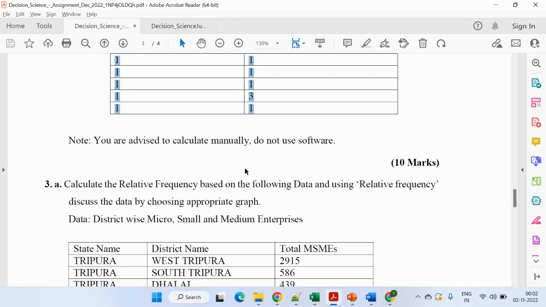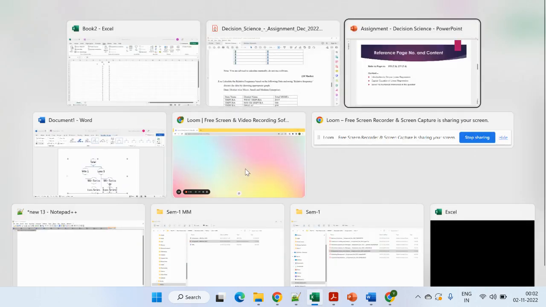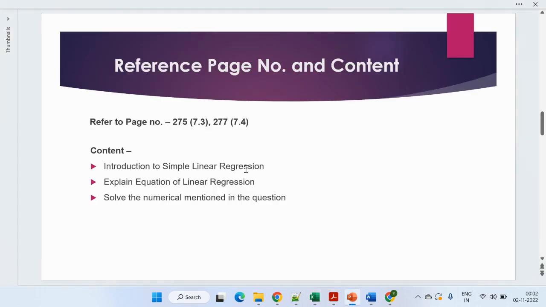Instead of doing it manually, we are using Excel, right? So you can just calculate the values and show them in the final answer. So I think the second question is very easy. You can easily calculate and solve the values, right?